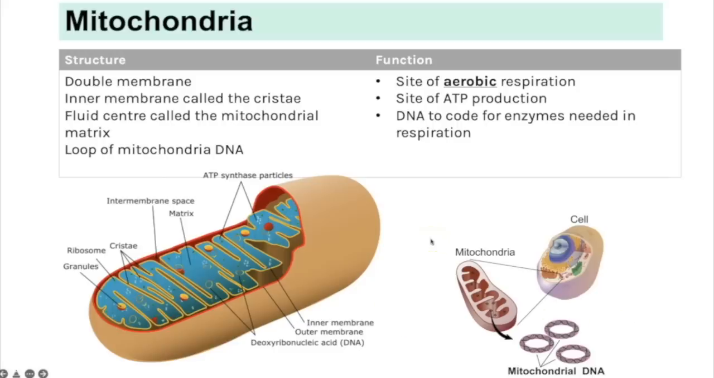It's a double membrane organelle with the outer membrane, and the inner membrane is this folded part making up the cristae. And the inner membrane is where oxidative phosphorylation happens, which is one of the key stages in aerobic respiration. They have their own loop of DNA, which is very similar to prokaryotic DNA. And this is so that they can code for the enzymes that they need in respiration.